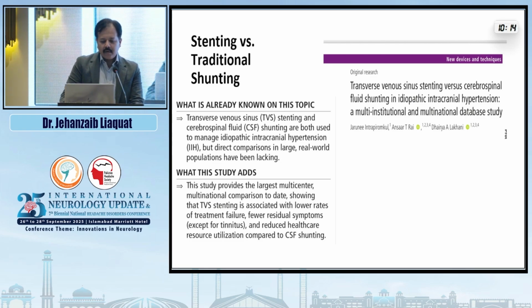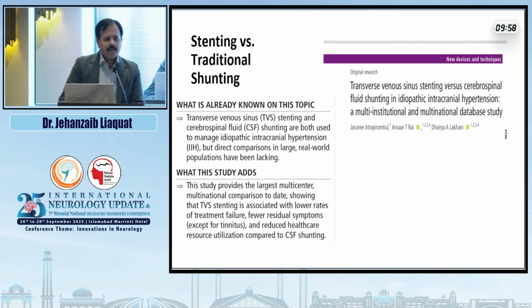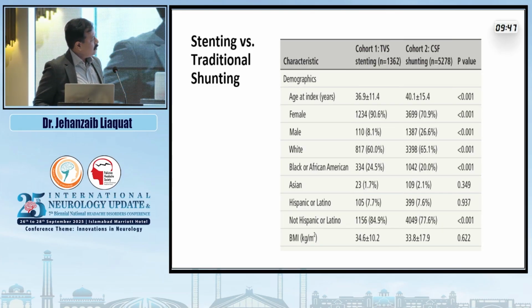What they looked at was the effect of these procedures on the symptomatology, the recurrence rates, the admissions, the emergency visits to the ER, and the probability of having drug-free possibilities. So I'll just have a comparison here. There were a total of 101,362 patients with stenting and around 5,000 patients with CSF shunting. 90% were females.